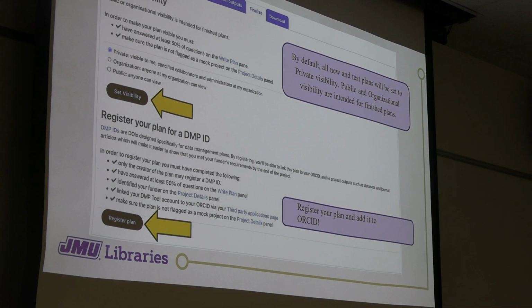You can also register your plan for a DMP ID, a persistent identifier like a DOI. This is going to connect your plan to things like ORCID, datasets, and publications. It's also a great way to demonstrate that you've followed through on the commitments that are outlined in your data management plan.